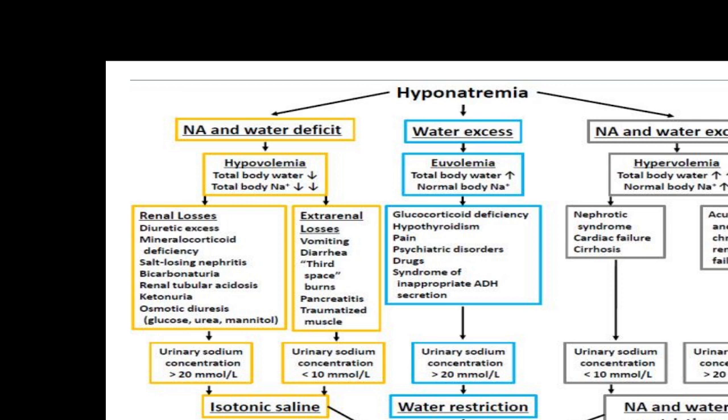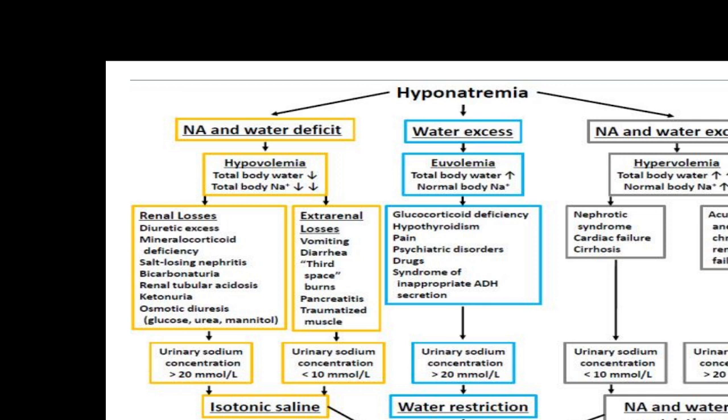And their identification is that the urine sodium concentration can be assessed, which will be less than 20 millimoles. The patients who have vomiting, diarrhea, burns, pancreatitis, or trauma also can develop hyponatremia. But in that condition, the urine sodium concentration will be much lower, less than 10 millimoles.